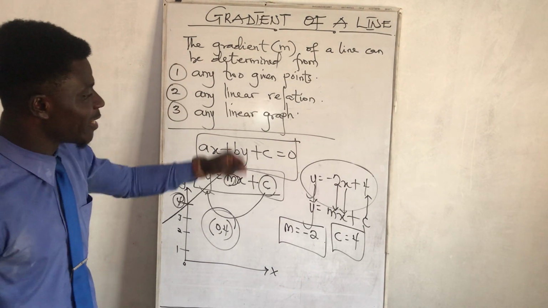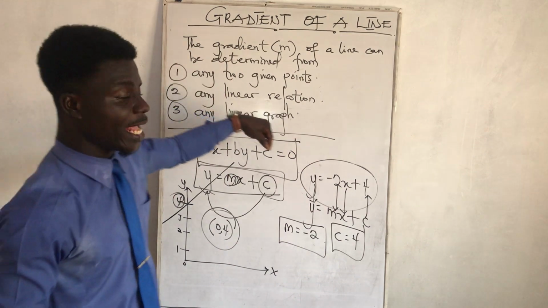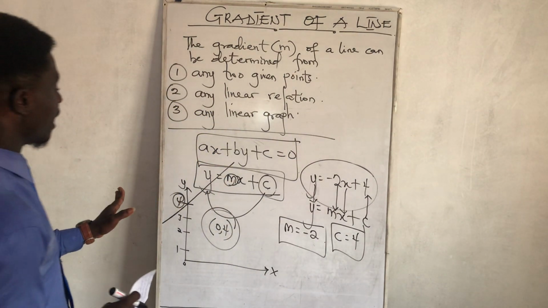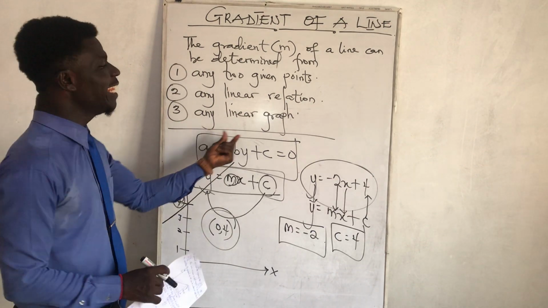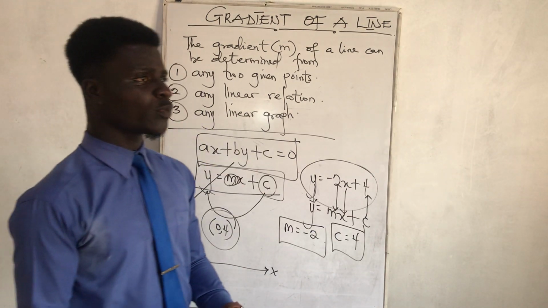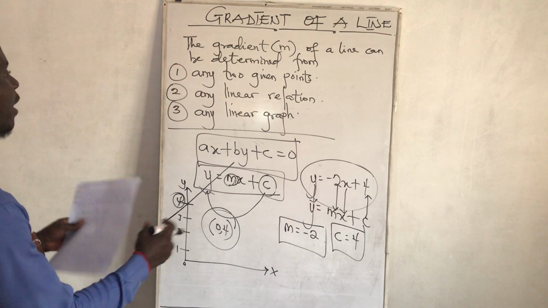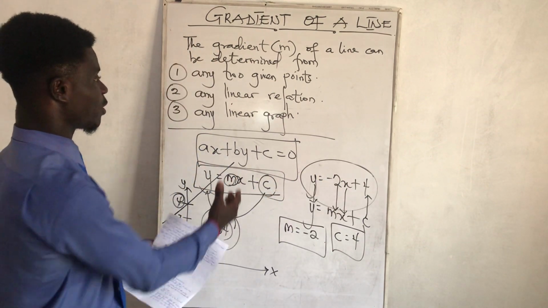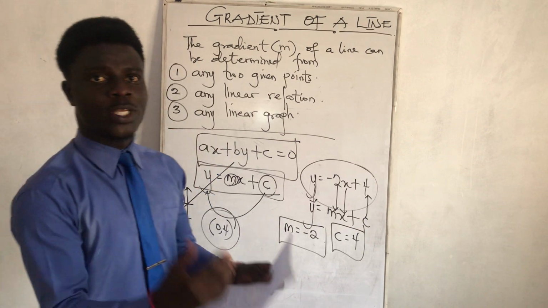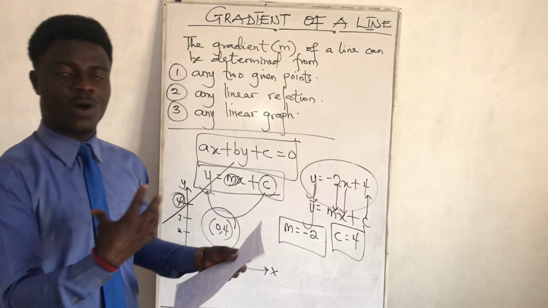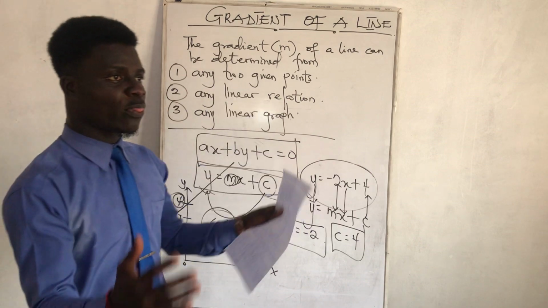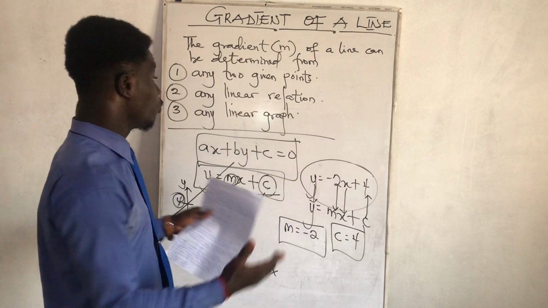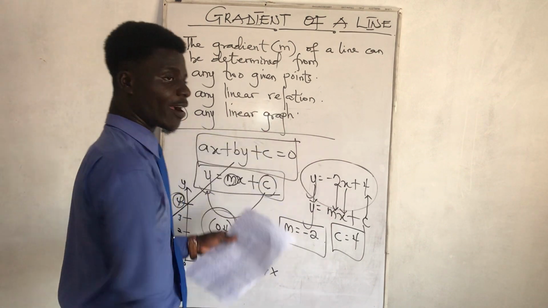We can determine the gradient from any linear relation. Then also from any linear graph. So you can draw a graph, or we can give you a linear relation, then we'll give you points, which are x and y. We'll give you values for x, then values for y. Then use that table to draw a linear graph.